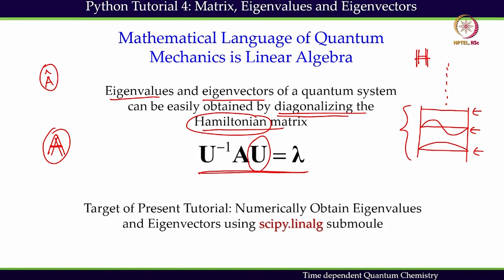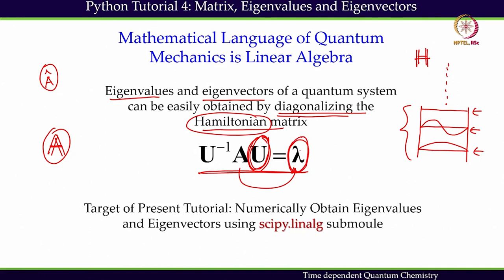The role of this unitary operator is that it transforms the matrix into a new diagonal form. In this diagonal form of the matrix, the diagonal elements represent the eigenvalues of the matrix A, and the columns of the matrix U represent the eigenvectors of the matrix A. So, all eigenvectors will be clubbed inside this unitary matrix U, and the corresponding eigenvalues or eigenstate energies will be given in this diagonal matrix, which is lambda.